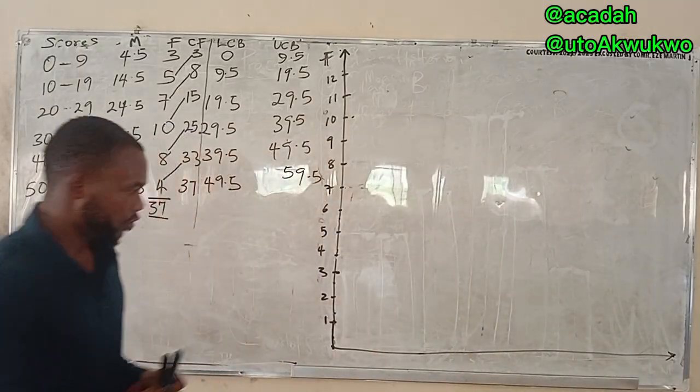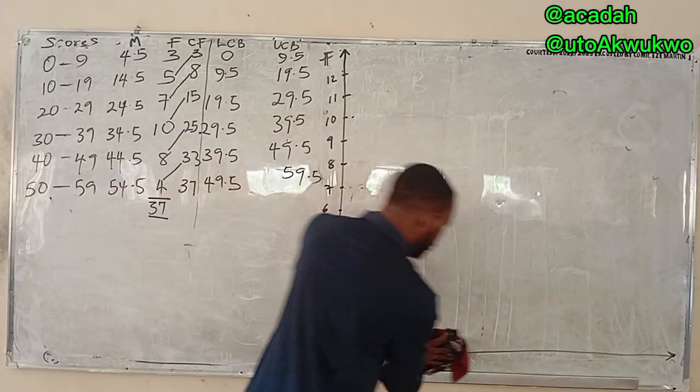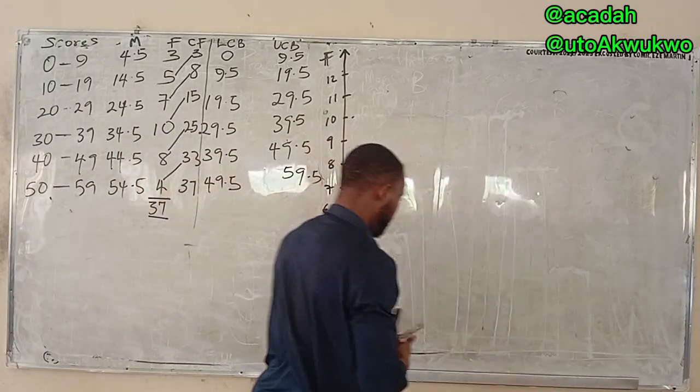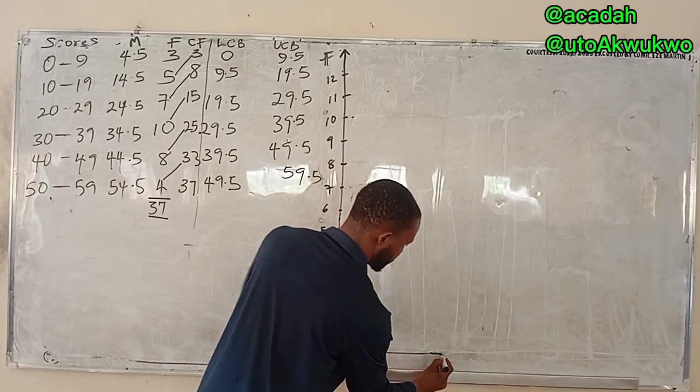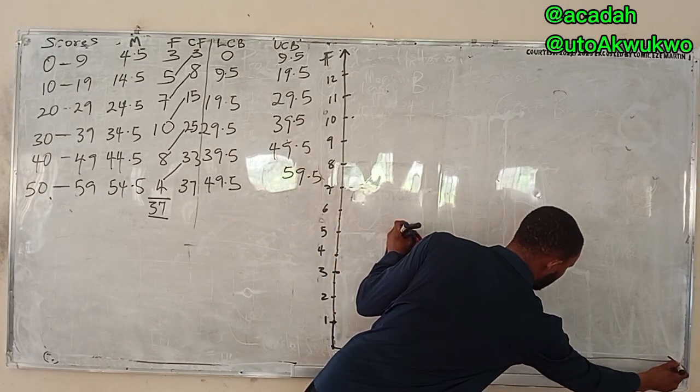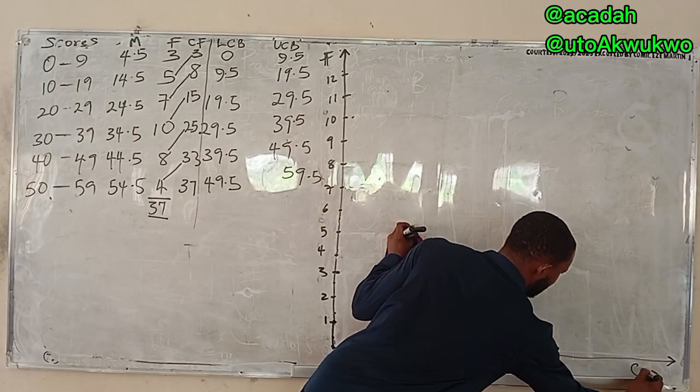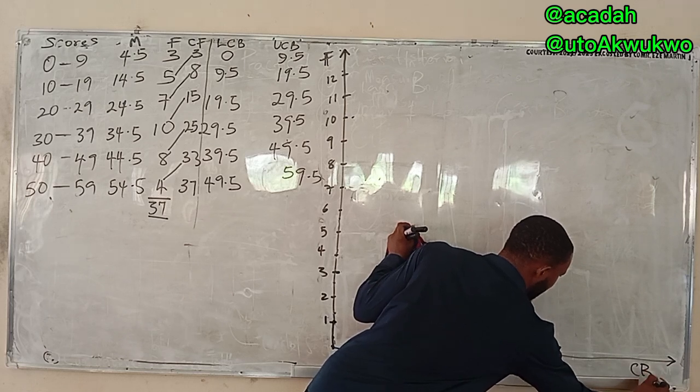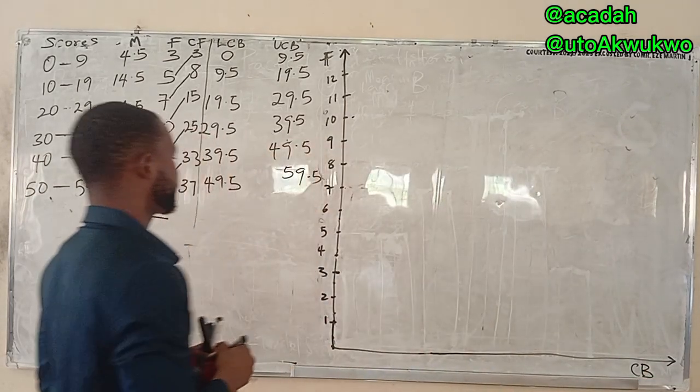This thing is, those days, SS2 top 10. They like doing it in SS2 top 10. Those days, I learned that for now. So, class boundary. Let me write it CB, class boundary.